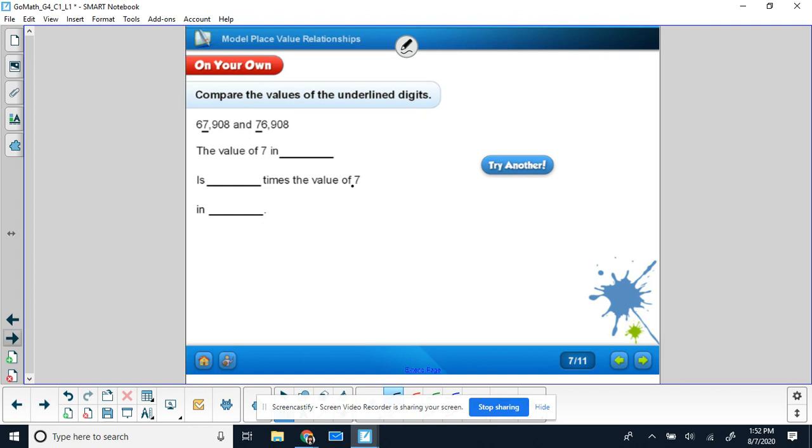So let's look at these numbers. So there's an 8 in the ones place in both. There's a 0 in the tens place in both. There's also a 9 in the hundreds place in both. And then this is where it gets different.